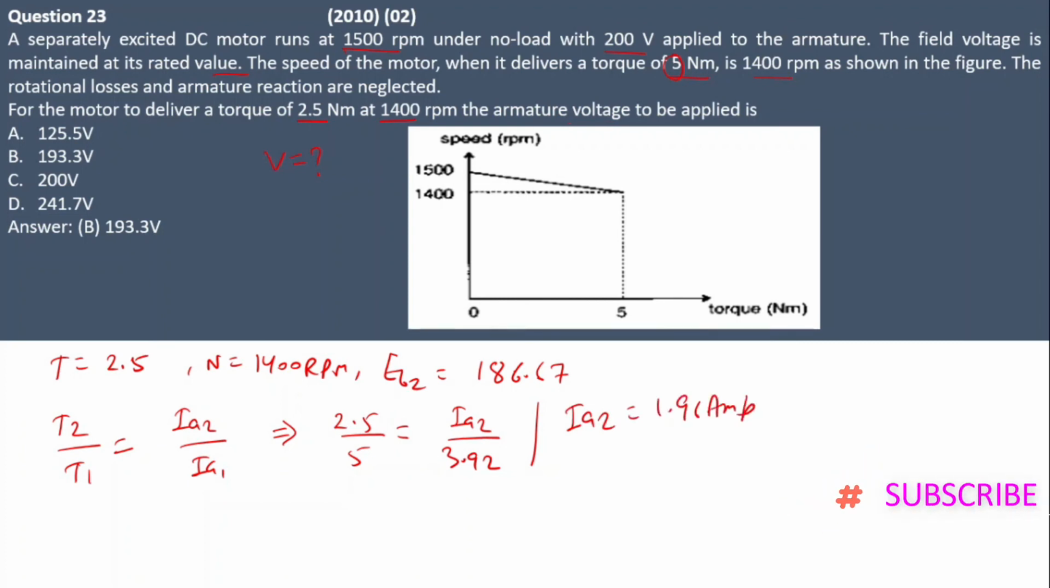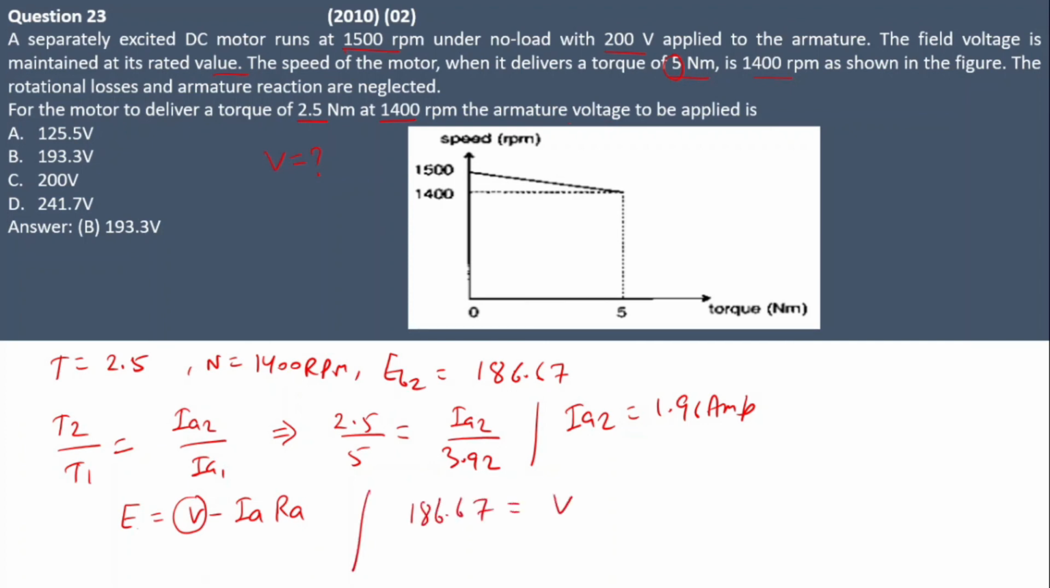Okay, now put the value in E equals V minus IaRa. You know Ra, you know E, you have to calculate V. Now put the value: 186.67 equals V minus Ia, 1.96, into Ra, which is 3.4. So you will get V equal to 193.3 volt. Option number B.